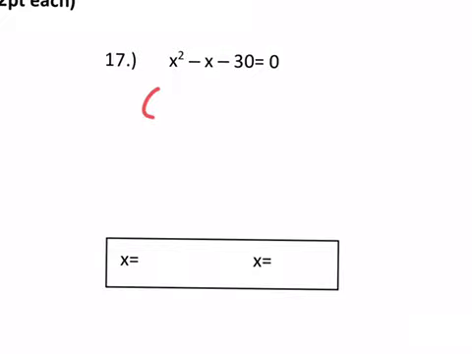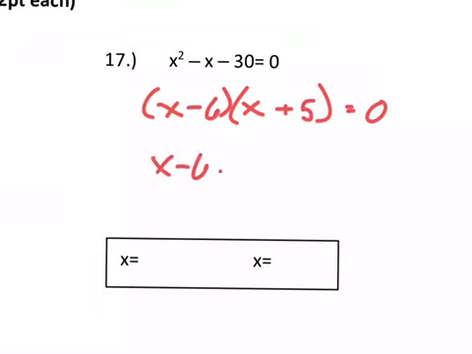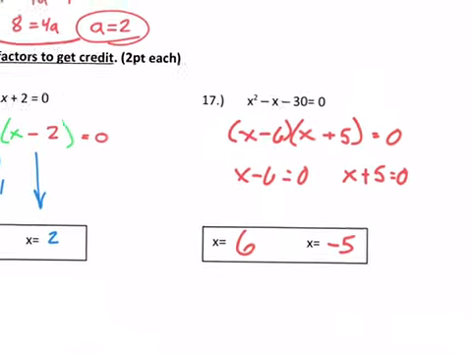This one here, it's another easy type, except this one's going to be 1 positive, 1 negative. So I'll need a negative 6, a positive 5. If you set up both of those equal to 0 and solve, you will get a positive 6 and a negative 5.